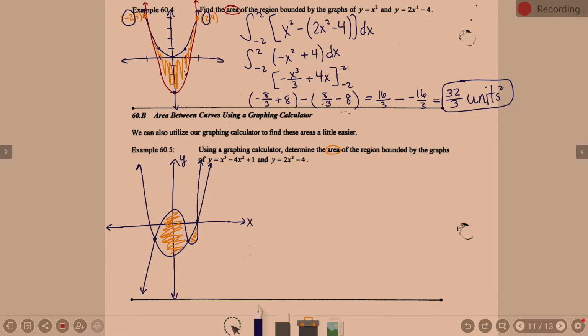And then as you do that, the first question to ask you is first curve. So that can be y1, which is my blue curve. And then my second curve, make sure it says y2 up top, which that should be pretty easy.